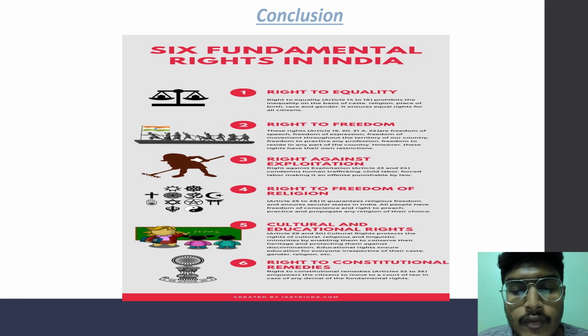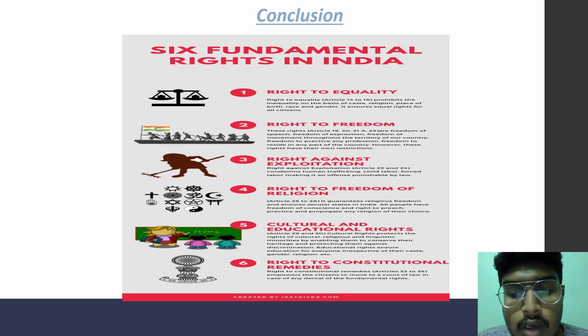Number 4, right to freedom of religion. Article 25 to 28. It guarantees religious freedom and ensures the secular state in India. All people have freedom of conscience and the right to profess, practice and propagate any religion of their choice.